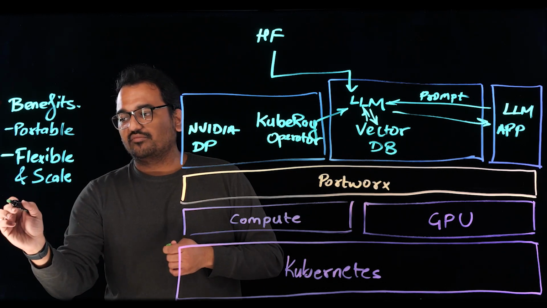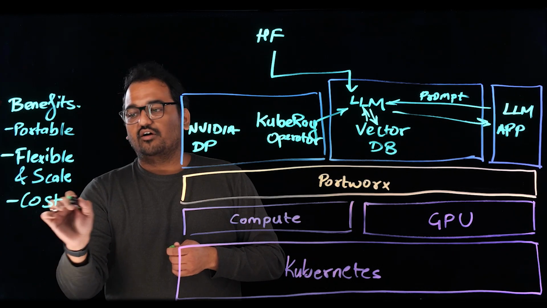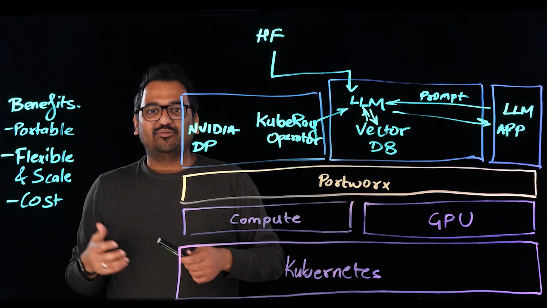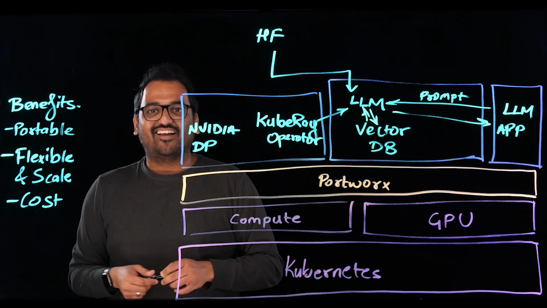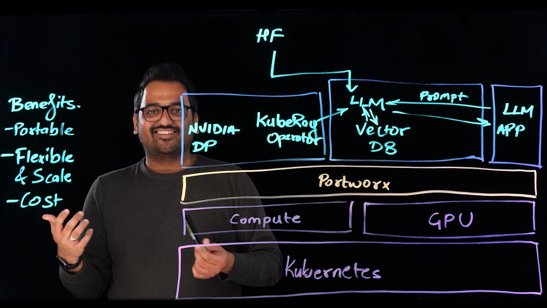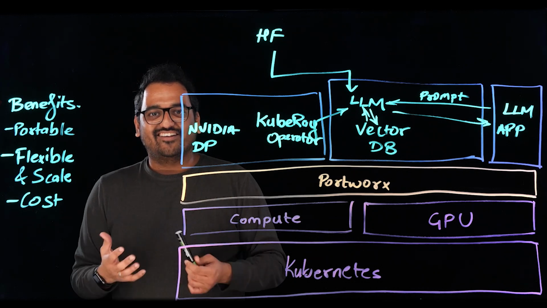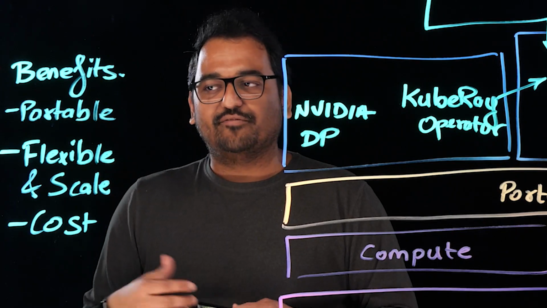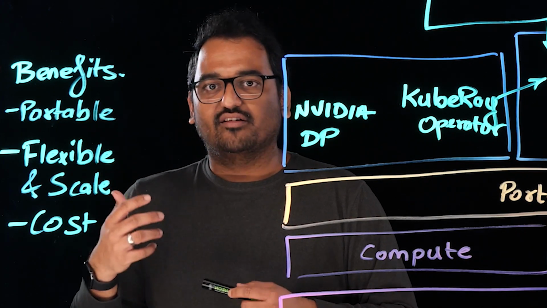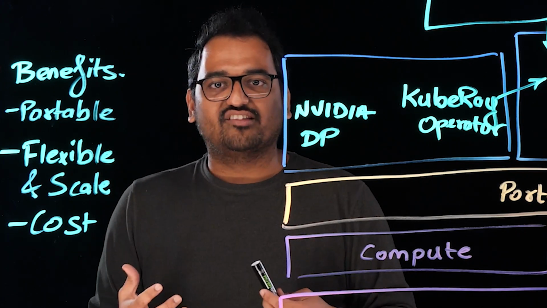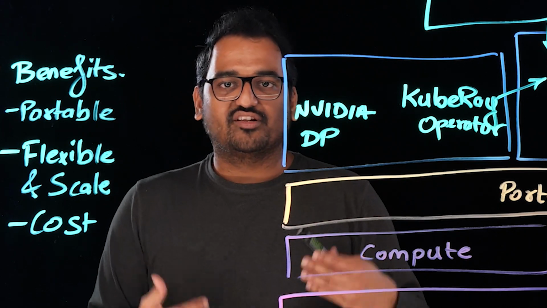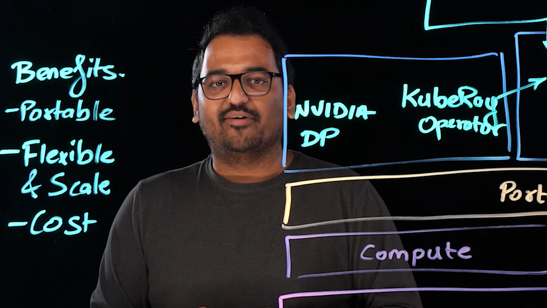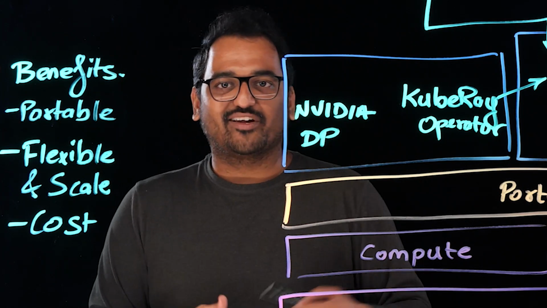So cost becomes an important benefit, especially when you're doing this in the cloud, right? You don't want to have GPU-based nodes that you're paying for and you're only using maybe a couple of hours a day. That's not the best resource utilization, and you'll end up burning through your budget. Because of benefits like portability, flexibility, scalability, and cost savings, organizations are choosing Kubernetes and Portworx to build retrieval augmented generation models where they can avoid hallucinations by using vector databases.